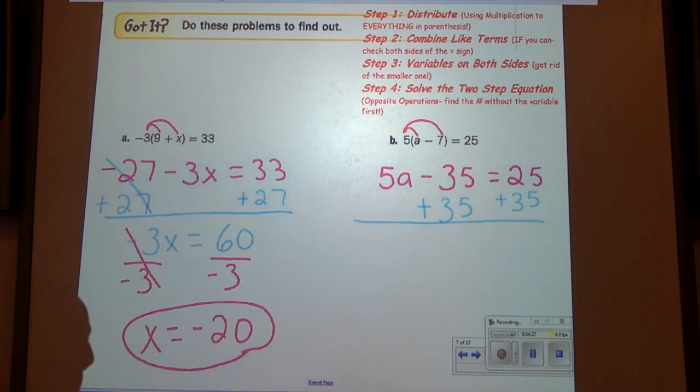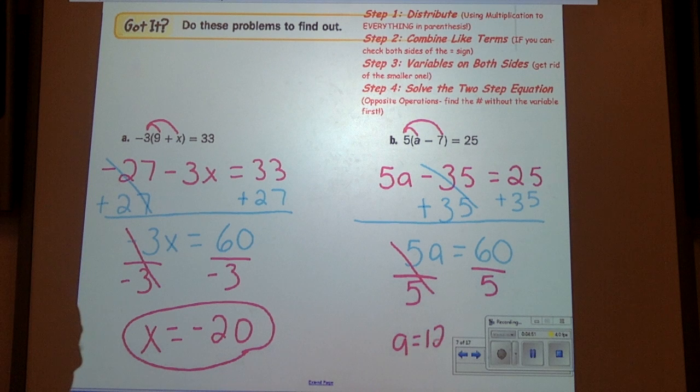On the left, 35's cross out. You're left with 5a equals, and on the right, 25 plus 35 is 60. So now we want to divide by 5. Because on the left, 5 over 5 crosses off to 1a, so we're left with a equals 60 divided by 5 is 12.